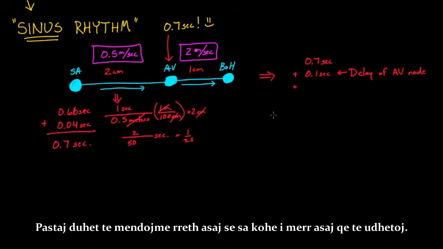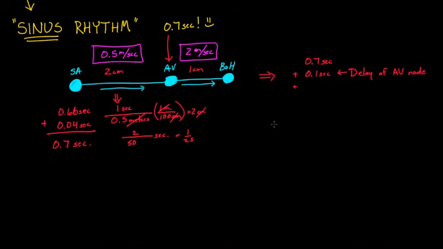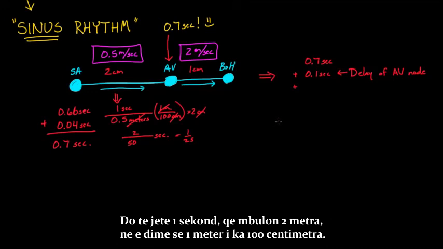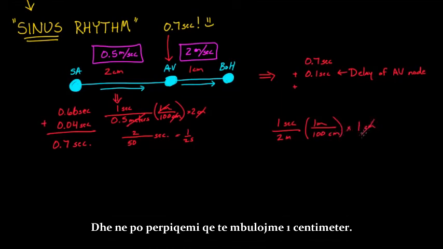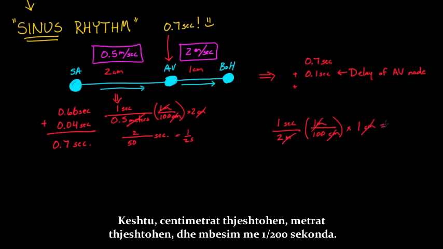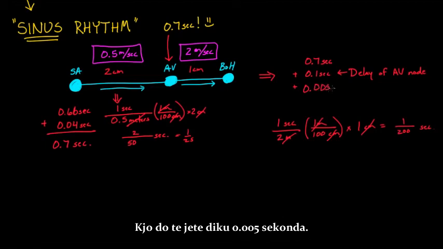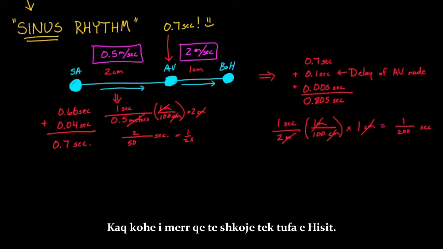And then you have to figure out how long it takes to travel. So how long does it take to travel that last little bit? Well, it's going to be going 1 second. It covers 2 meters. And we know that 1 meter has 100 centimeters. And we know that we're trying to cover 1 centimeter. So centimeters cancel, meters cancel, and you're left with 1/200 seconds. So that's how long it actually takes to travel. Travel time, you can think of it as. So that would be 0.005 seconds. So in total, it's now taking us 0.805 seconds. So this is how long it takes to get to the bundle of His.